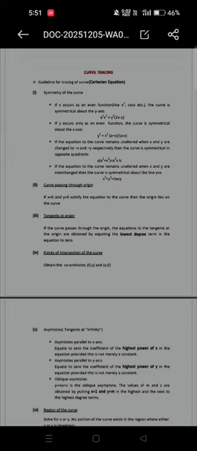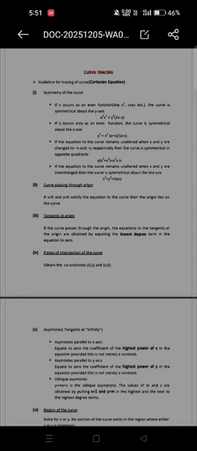Today we will learn curve tracing. Guidelines for tracing of a curve in Cartesian equation. First point is symmetry of the curve. If x occurs as an even function like x square, cos x, etc., then the curve is symmetrical about the y-axis. For example, a square x square equal to y cube (2x minus y).